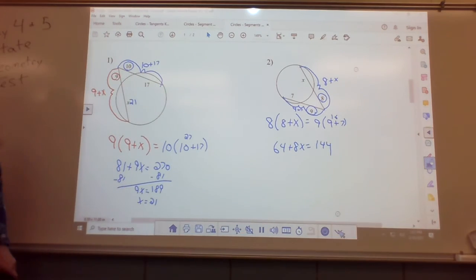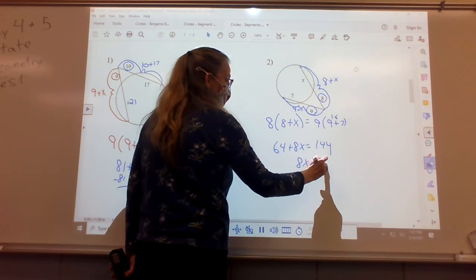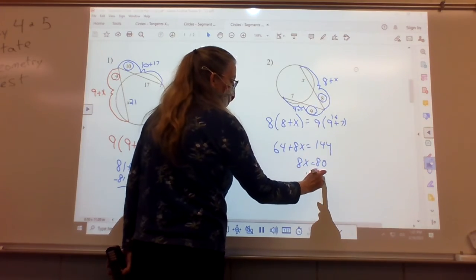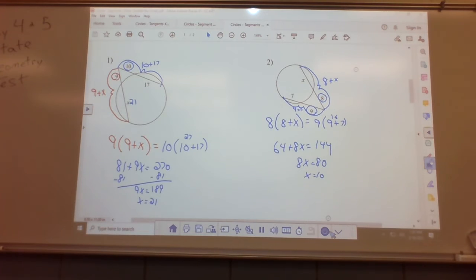So that's another one of my 144s. Subtract 64. So 8x equals 80. X was 10. Now there's one more like this one, and then you'll notice number 4 changes. George, are we okay on these two? Are we okay on 1 and 2? Yeah.